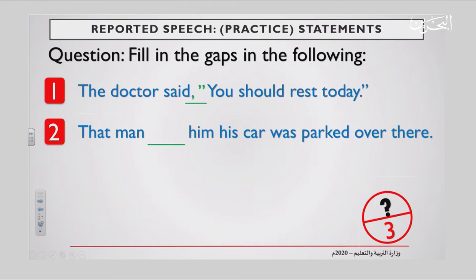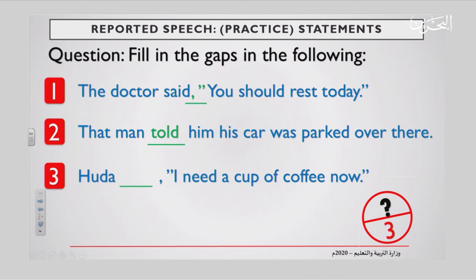Number two. The man, gap, him his car was parked over there. So what do you add in here? So let's check the answer. The answer is told him, told him. You cannot say said him. You have to say told him.